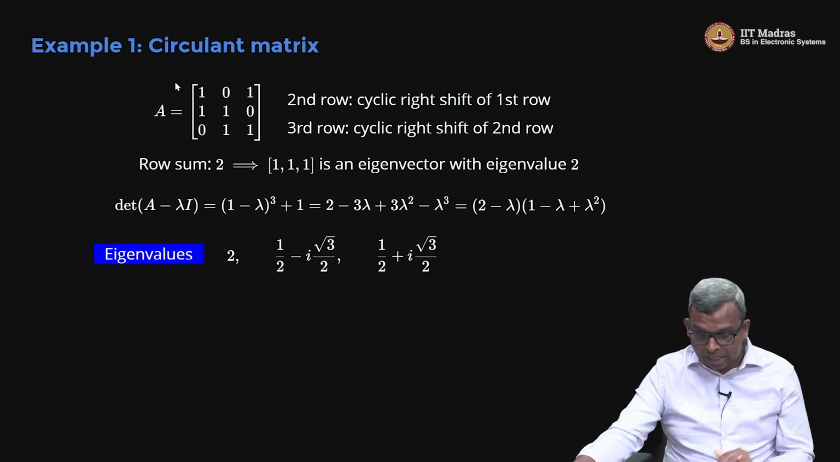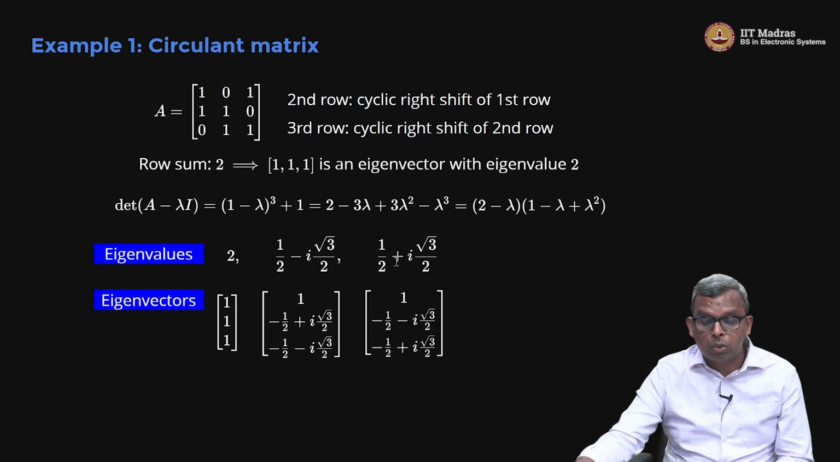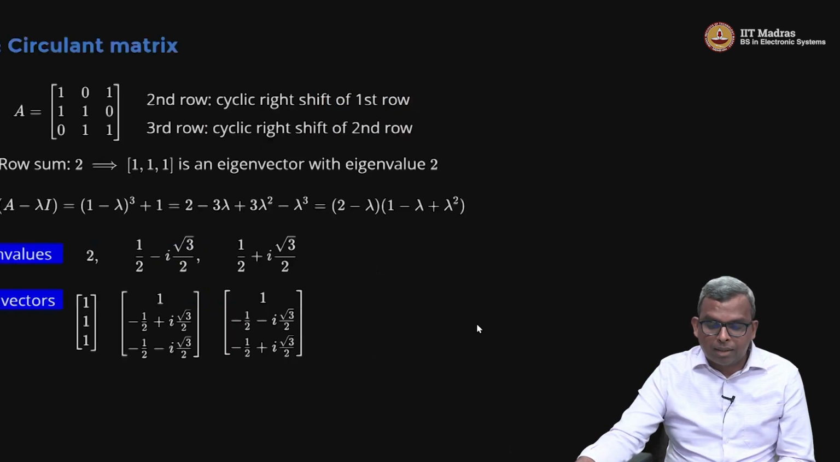I'm not going to show you that calculation. It involves some complex matrices. You will get eigenvectors; 2 is easy. For this one, you will get 1, minus half plus i root 3 by 2, minus half minus i root 3 by 2. For the other one, you will get the conjugate. These two are conjugate eigenvalues, right? So for a real matrix with conjugate eigenvalues, once you find one eigenvector, you don't have to find the next one. You just conjugate it and you'll get the answer. Keep that in mind. These kinds of tricks you should be able to use. So these are the 3 eigenvectors.